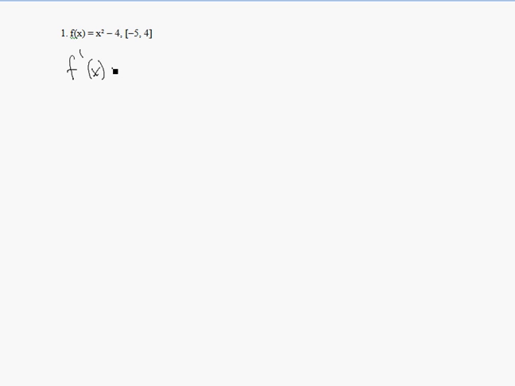So f prime of x is equal to 2x. I set my derivative equal to 0. I get x equals 0. And then I just evaluate the function at the endpoints and at the critical value. In this case, the only critical value we got is when the derivative is equal to 0. Also, critical values can be when the derivative is undefined.